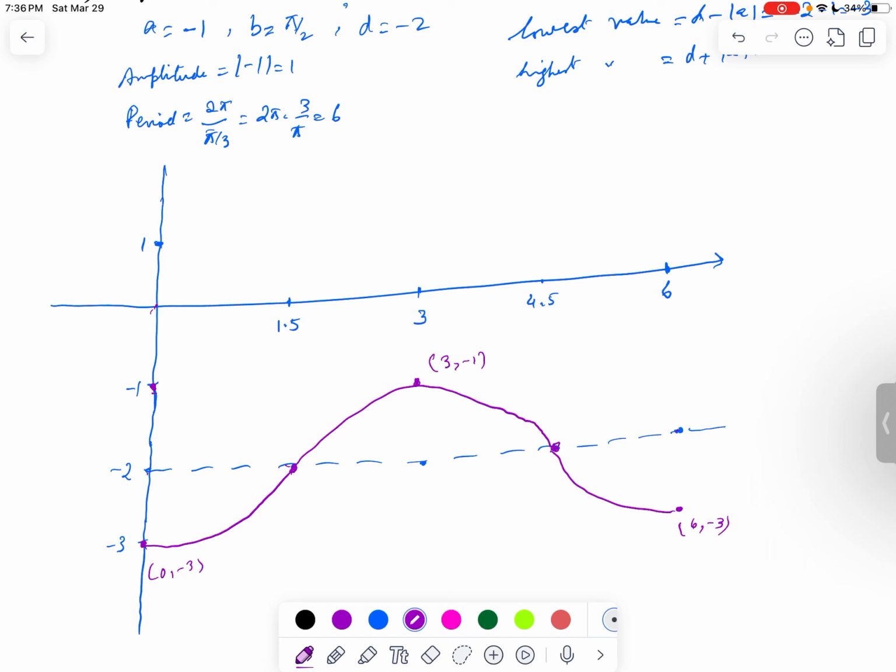Okay, in the next video I will show you how to draw the graphs of the tangent function.